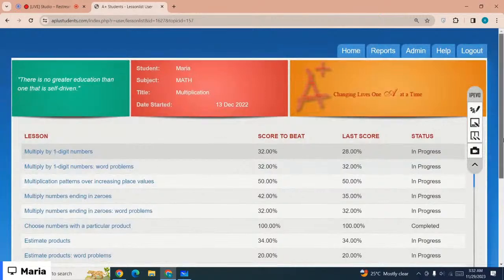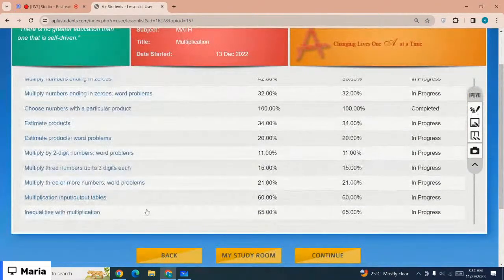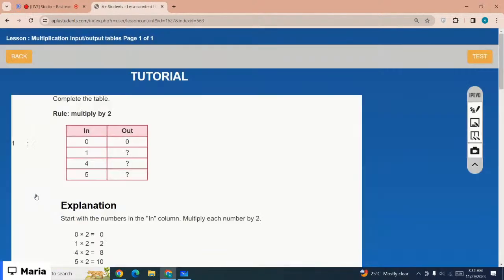The next lesson is input output table, multiplication input output. You need to do multiply three or more numbers word problems on your own, right? The next one is multiplication input output tables.